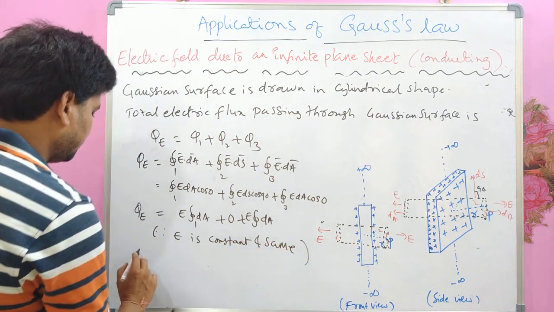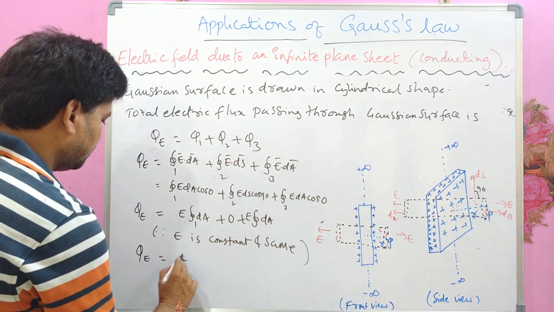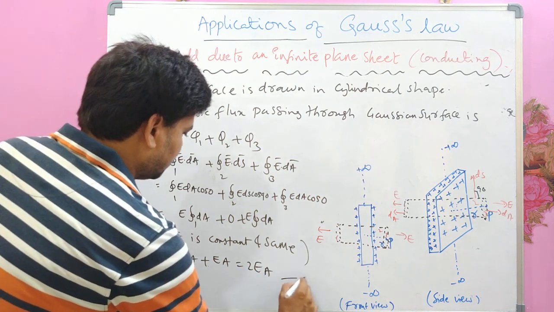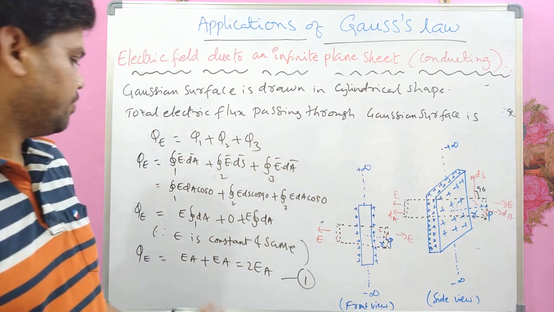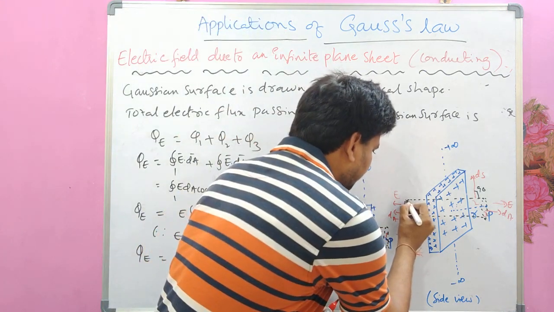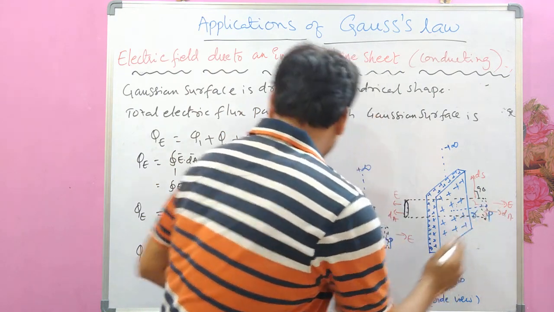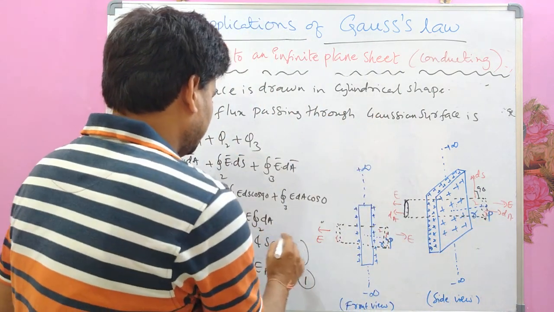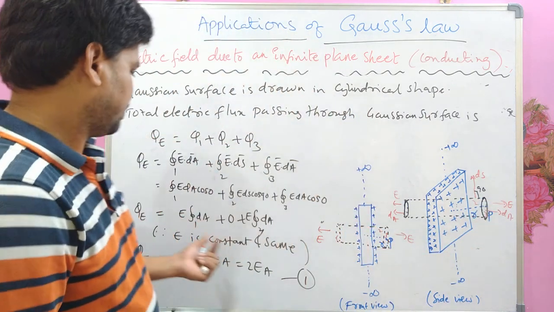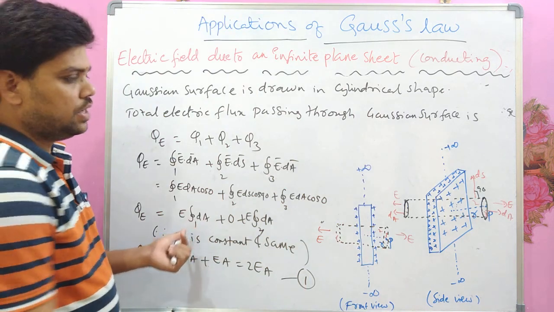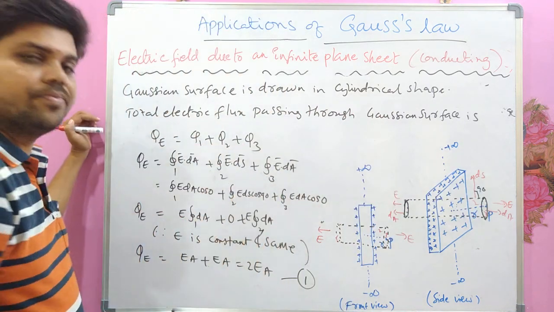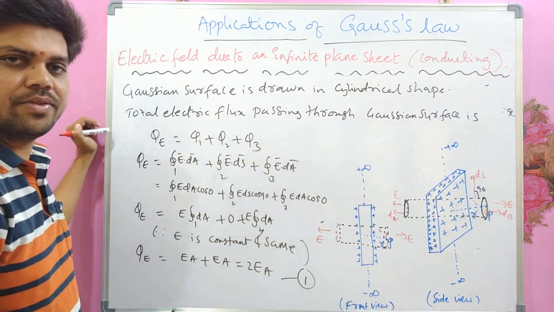Similar to the previous steps. Okay. So pi E is equal to EA plus EA, which is equal to 2EA. Give it as equation number 1. So integral dA1 is the area of this circular area. Integral dA2, this is 3, is the area of this. Here you don't need anything because E and ds are perpendicular, so it is 0. This we have calculated already in the previous one also.